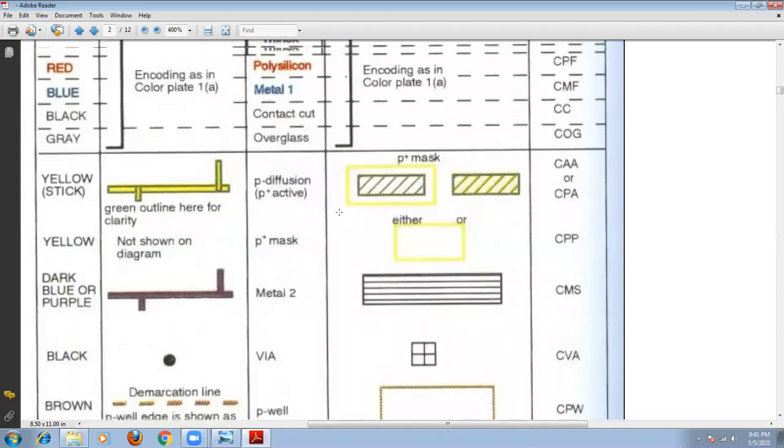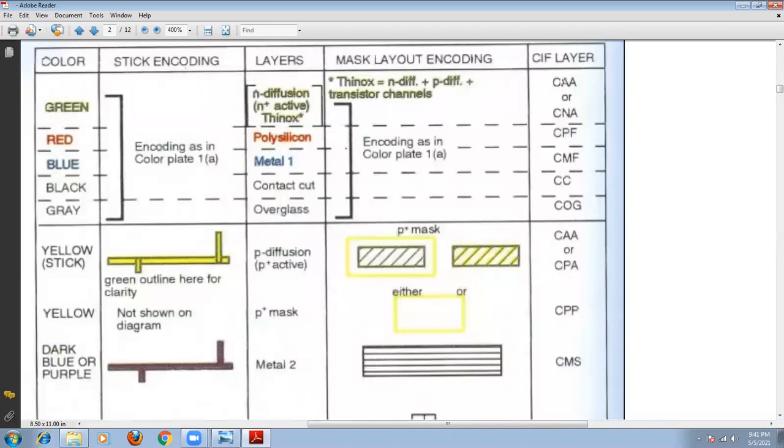Similarly, here we have another term, that is the CIF layer. CIF is nothing but Caltech Intermediate Form. This is basically used to describe the integrated circuit, with its different layers in a two-dimensional structure. That is also important, but basically we can avoid this CIF layer in order to analyze the structures here.